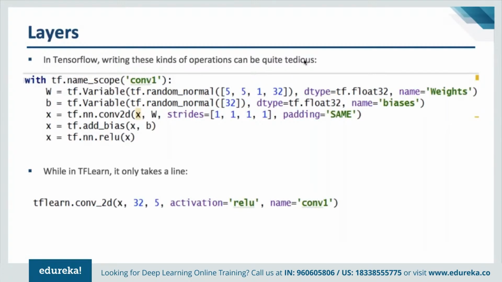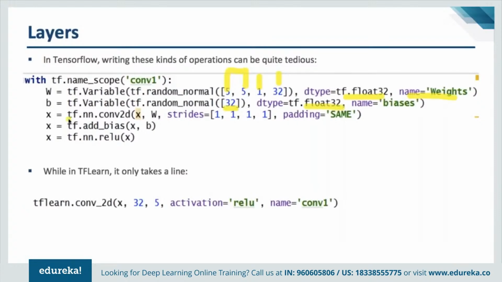So let's say we are trying to build a convolutional neural network. First we are defining the weight as a 5x5 matrix by 1, probably it's a black and white image. Then the number of filters is 32. That would be float type, and we're giving it a name. Then we're creating the bias, 32 bias values of random values, random normal, and it will be float type and name.